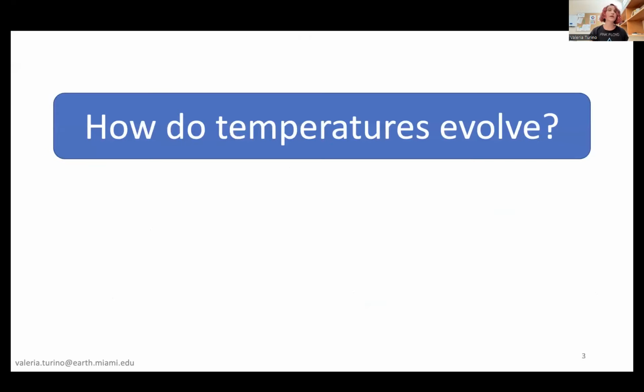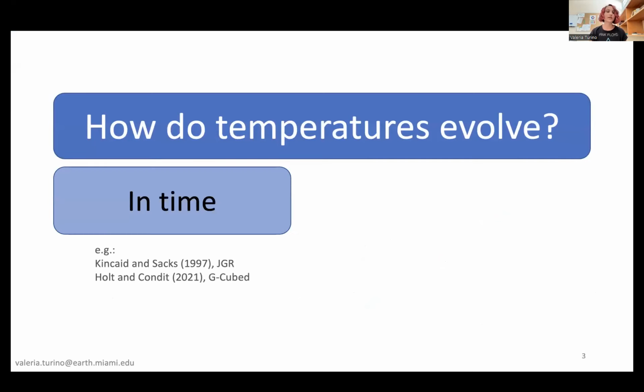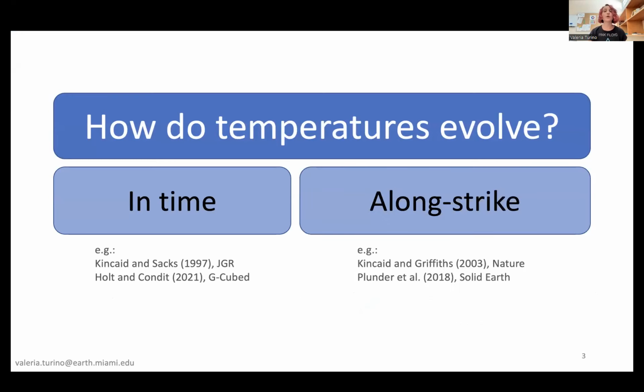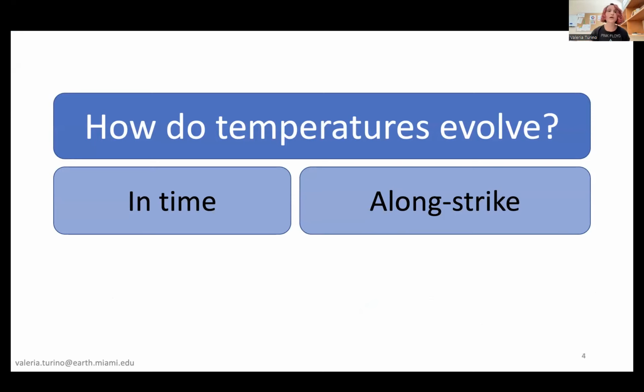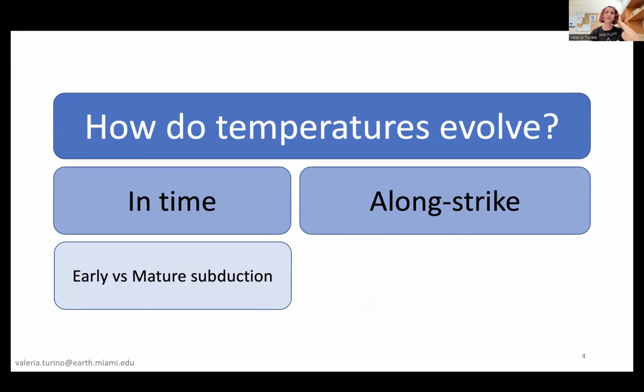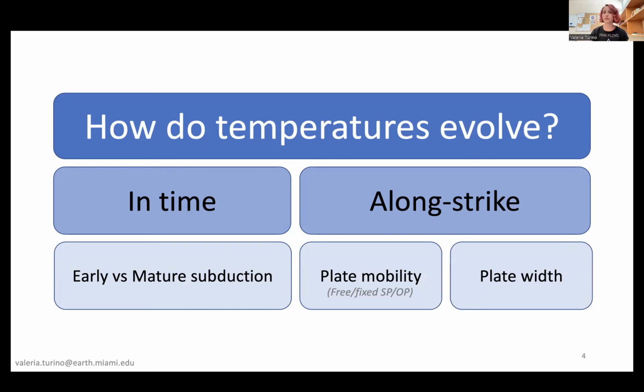And in terms of literature, these temperature variations have been studied quite extensively. And in particular, we can look at how they evolve in time or along strike separately. What we are trying to do here, however, is to build a physical framework to understand how temperatures evolve simultaneously in time and along strike, since we see that that is what happens in nature. So we're basically trying to see what happens for early versus mature subduction. And in terms of along strike variability, what we want to look at are the effects of plate mobility. So what happens if both our plates are free to move, or if we fix one of them, and plate width.